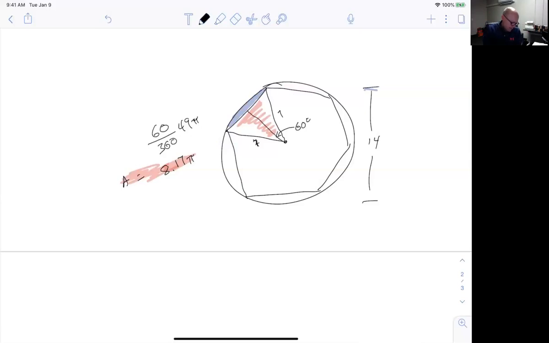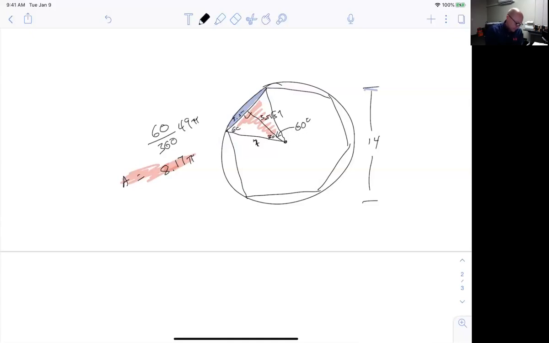Base times height. I just cut that 60-degree angle in half. So that's 30, that's 90, that obviously has to be 60. So I'm back to doing this again, which I did a couple days ago. I would say, okay, what's the length of the side opposite the 30-degree angle? It's half of the hypotenuse. And then this side over here would be that times 3.5 root 3.